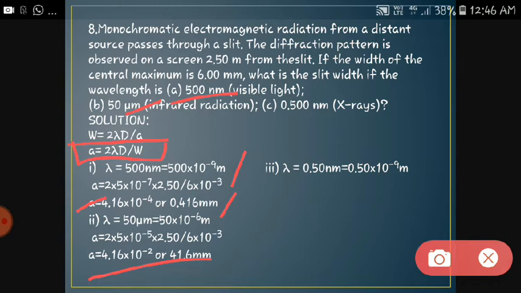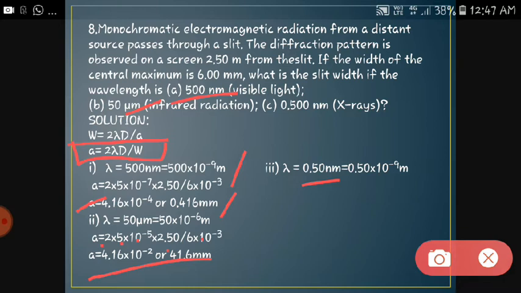And the third one, I have not solved, because I want you to solve this example. When lambda is 0.50 nanometer, what will be A? The value will be in the range of 416, but what will be the final value, that you are going to tell me. In the same way we are going to do: A is equal to 2 into 5 into 5 into 10 to the power minus 10, into 2.5 divided by 6 into 10 to the power minus 3. Then what will be the final answer?